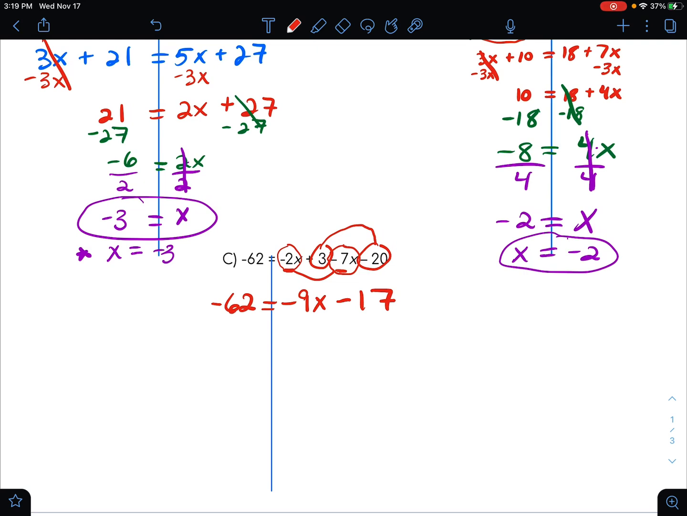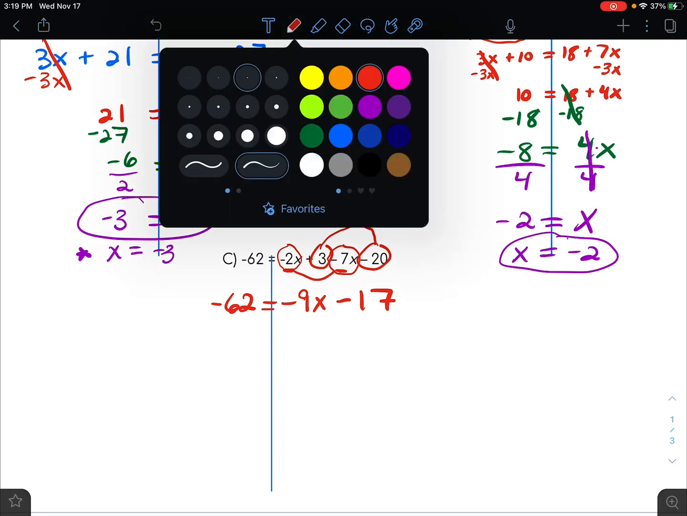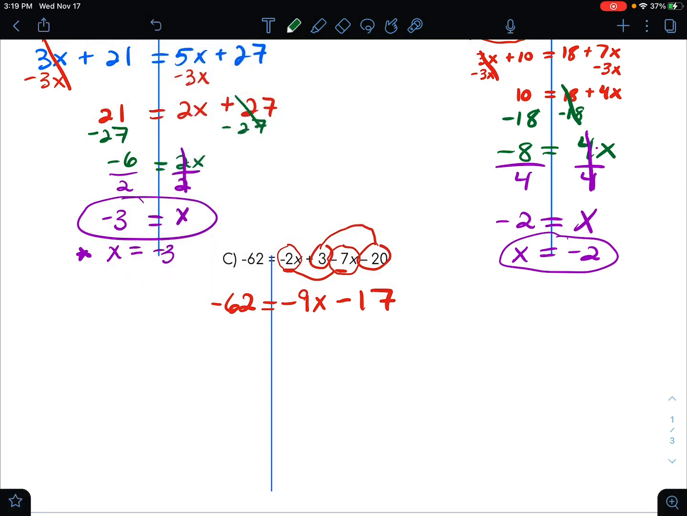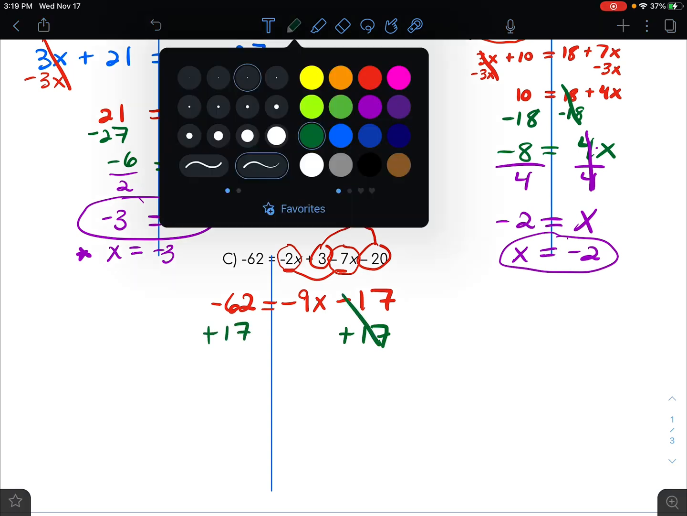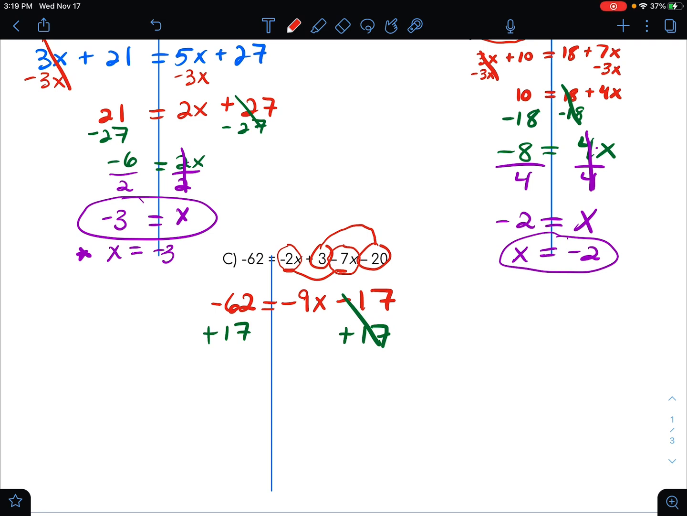Okay. All right, so now let's undo any addition or subtraction. So on the same side of the equation as the x, I will undo the subtracting of 17 by adding 17 to both sides. Bring down what's left. Negative 9x. Negative 62 plus 17. Careful with your negatives here. If we take negative 62 and we add 17, that means we're getting closer to 0 by 17 spots, which gets us to negative 45.